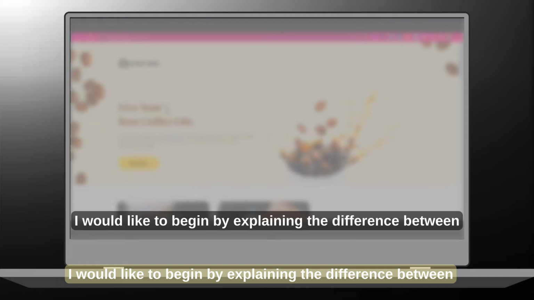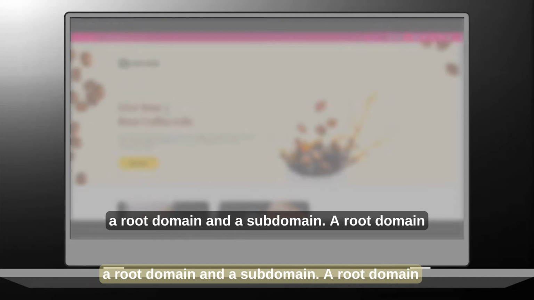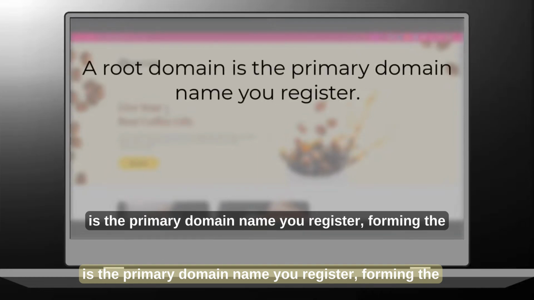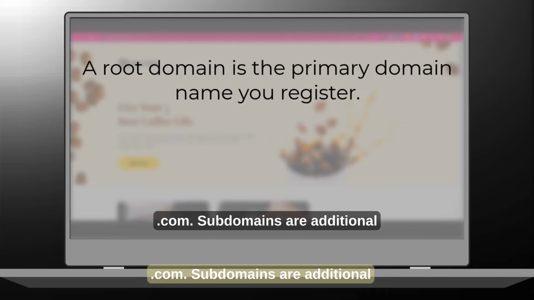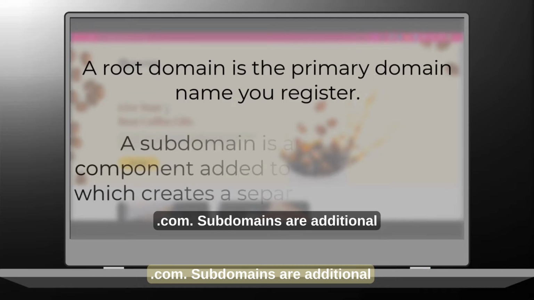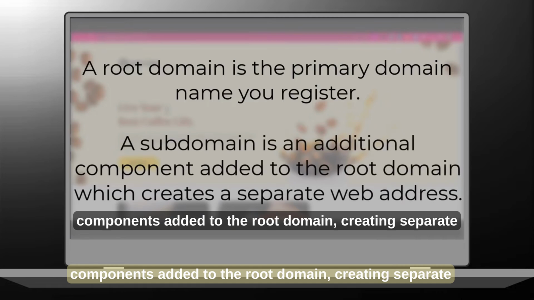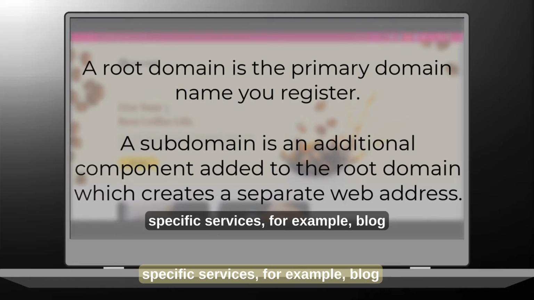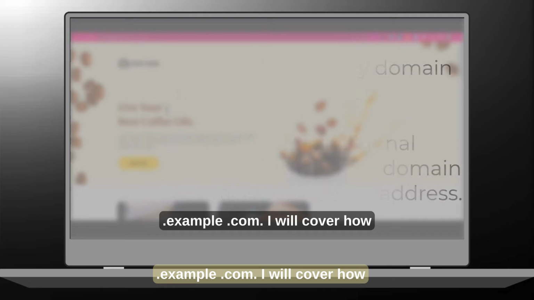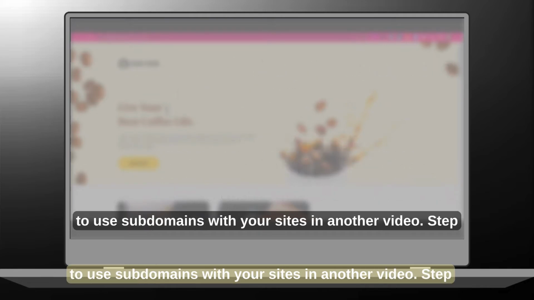I would like to begin by explaining the difference between a root domain and a subdomain. A root domain is the primary domain name you register, forming the foundation of your website, for example, example.com. Subdomains are additional components added to the root domain, creating separate web addresses for organizing content or providing specific services, for example, blog.example.com. I will cover how to use subdomains with your sites in another video.